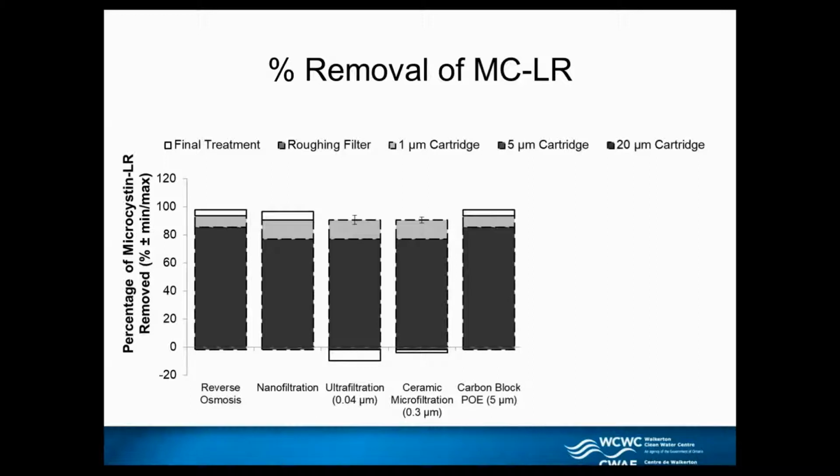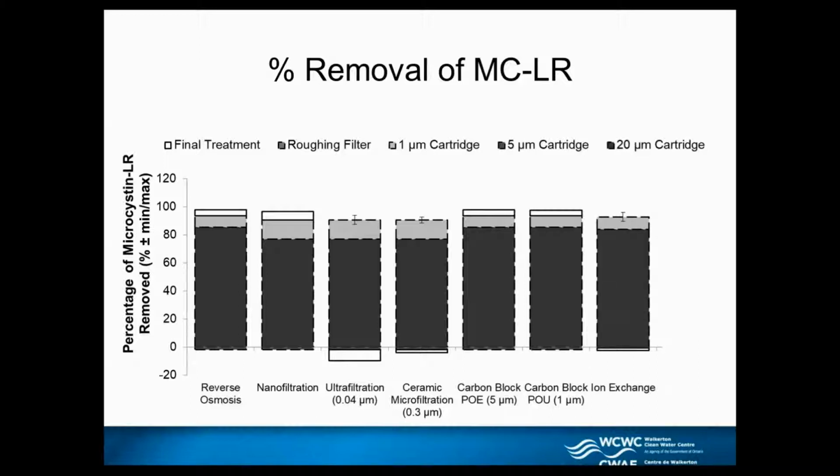And then our carbon block point of entry, we actually found very good removal. And so any remaining toxins that were found after pre-treatment were removed with carbon block. And the same, we didn't see a big difference between the point of entry or point of use in terms of removing the toxins. And ion exchange was not effective again, so we did see that the removal was due to the pre-treatment stage and that there was a slight increase in toxins afterwards.